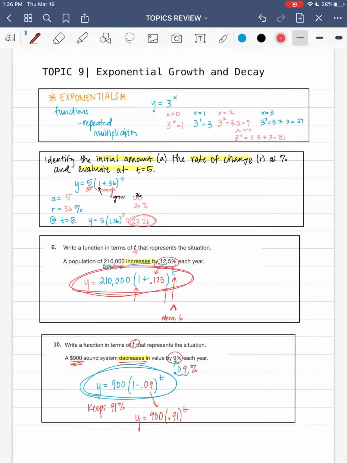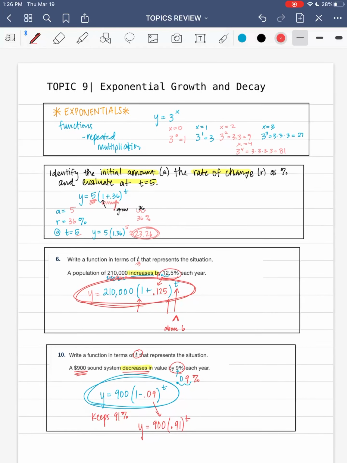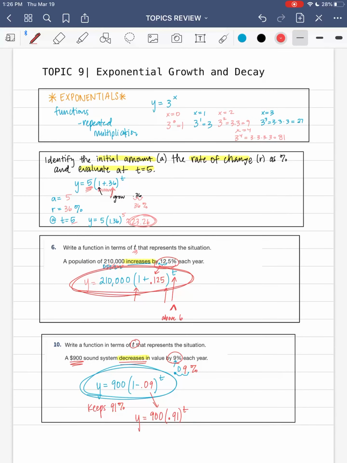So, okay, that's that. You might have to use one of those calculator apps on these ones where it says evaluate at t equals 5. So I would get one of those good calculator apps. The Desmos app would work well.